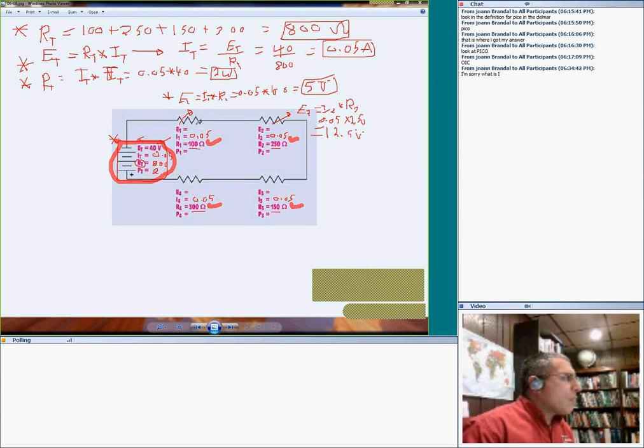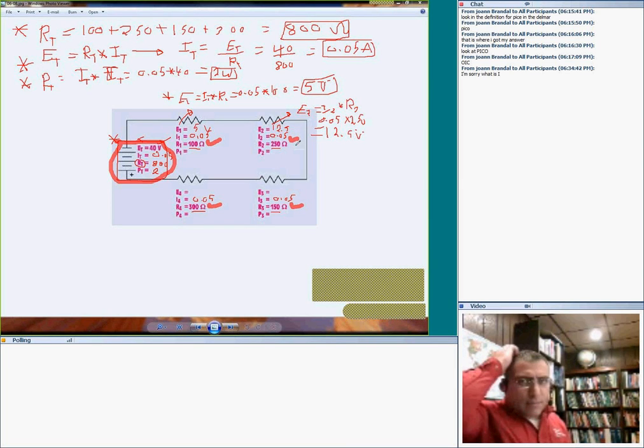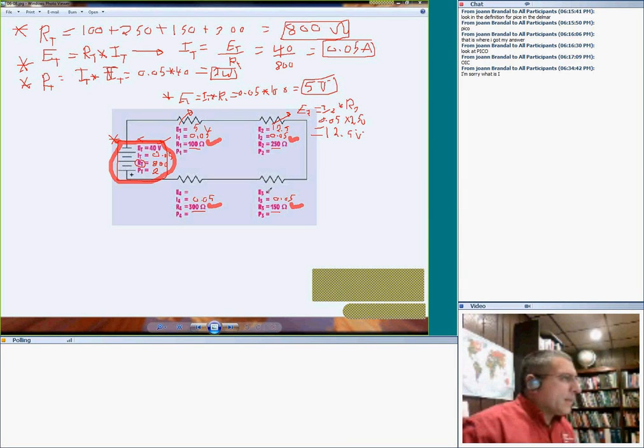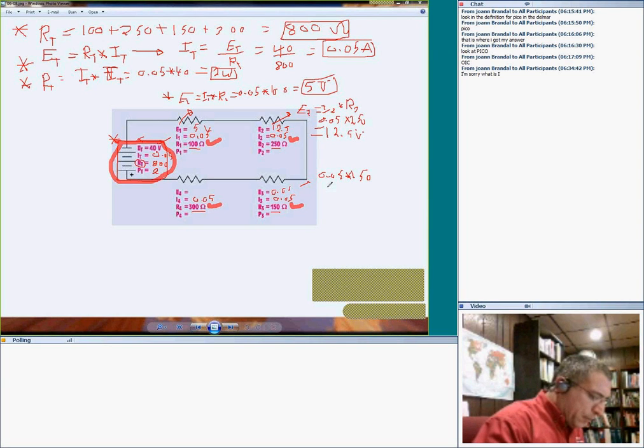Found that this is 5 volts. This is 12.5 volts. And I'm going to do the rest, guys, quick. You can imagine this one here would also be 0.05. Let's just do it here. This will be 0.05 multiplied by the 150. So 150 times 0.05 equals 7.5.